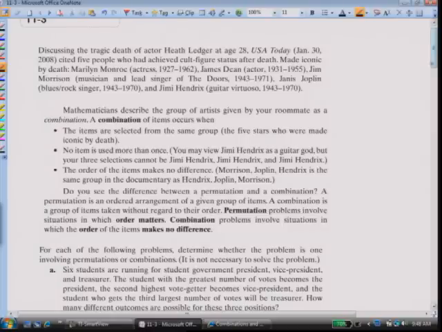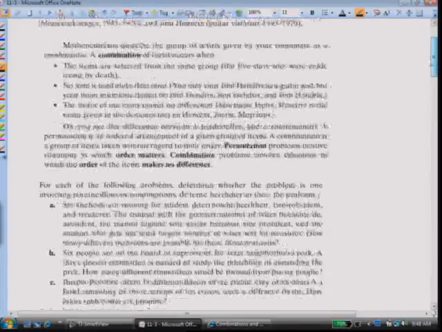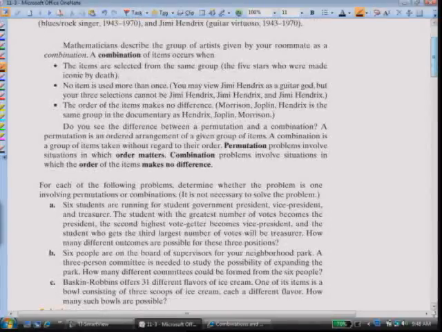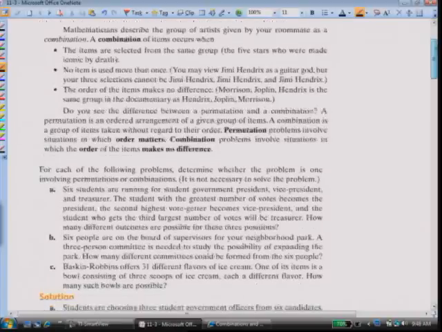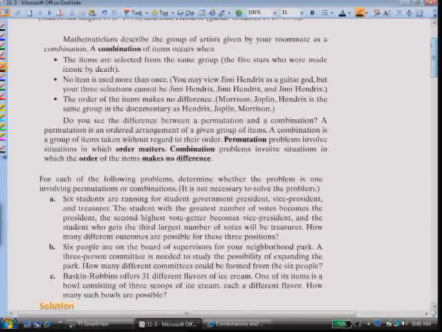It doesn't make a difference. So the difference between a permutation and a combination is that a combination is a group of items taken without regard to their order, whereas a permutation is an ordered arrangement of a given group of items. So permutation problems involve situations in which order matters, but combination problems involve situations in which the order of the items makes no difference. So let's look at some examples from the book to help us solidify this a little bit more. There's A, B, and C, and we're going to try to pick whether it's a combination or a permutation and see if we can understand why.